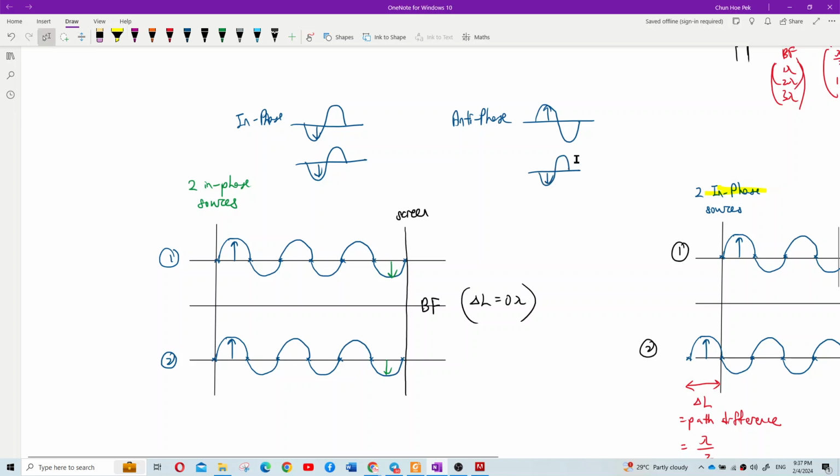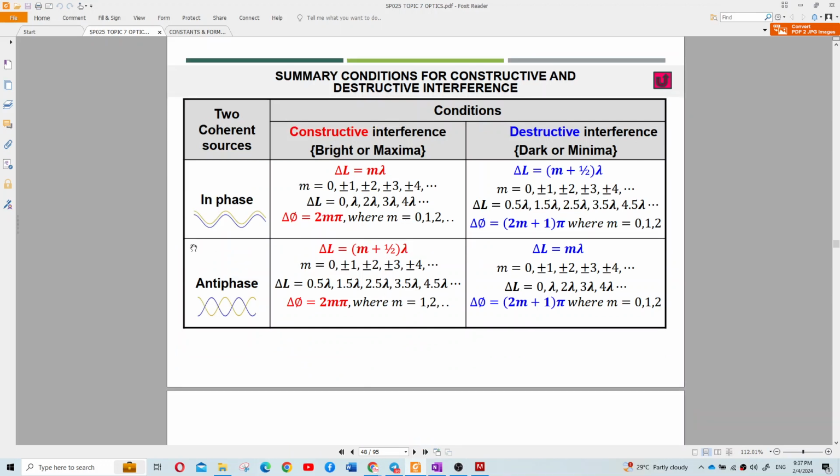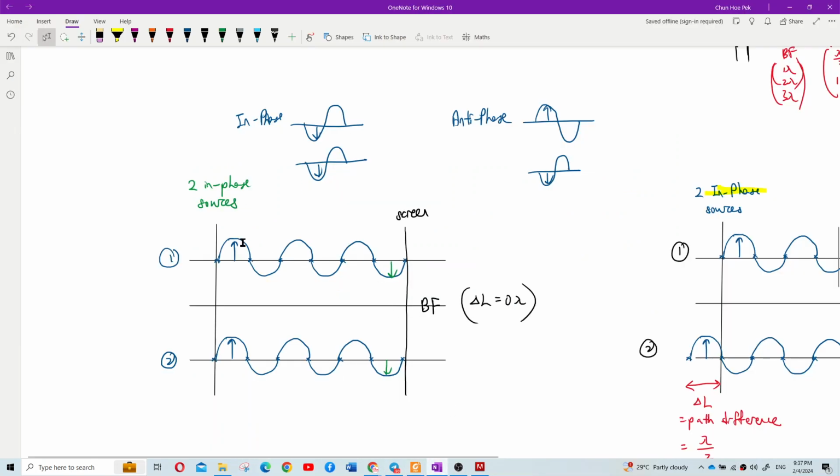Ini panggil anti-phase. They start up with two anti-phase sources. Ini in phase, going up. This one going down. So all these are in phase. But anti-phase, they start up with one going up, one going down. Anti-phase. Macam inilah. Okay, macam ini anti-phase. Understand? So what happened, class? What happened if anti-phase?